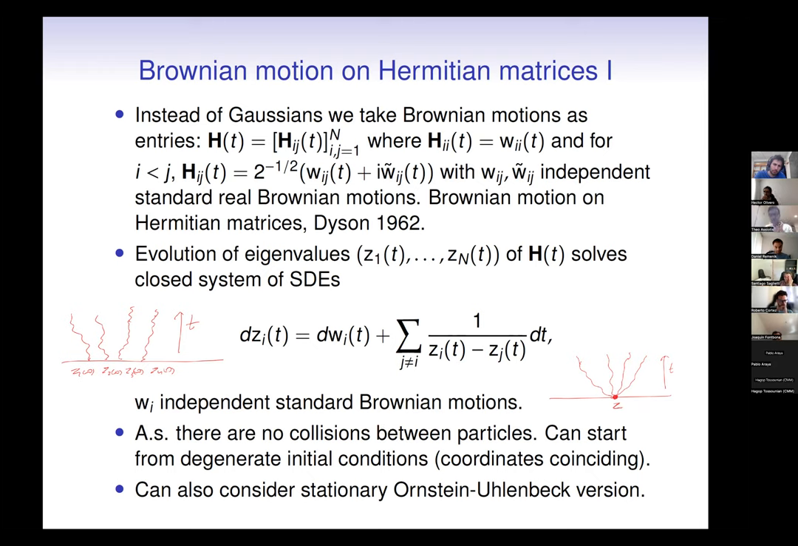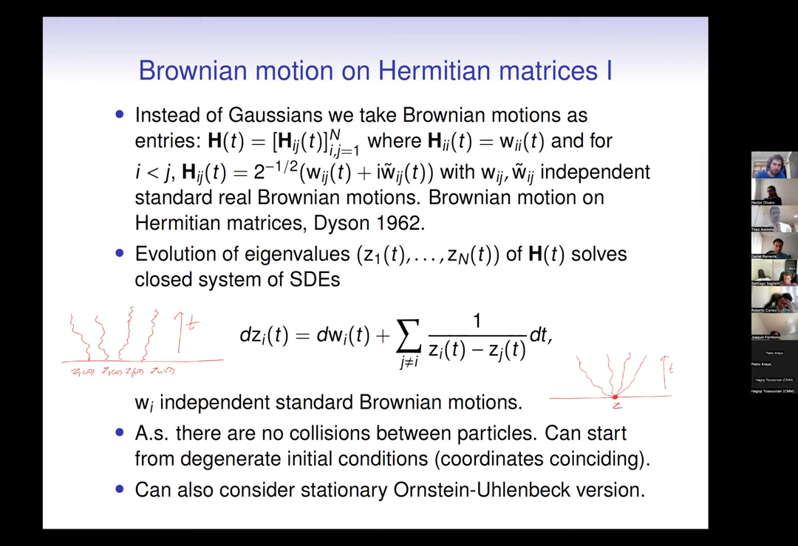And in fact, even if you start this from some degenerate point, where all of the coordinates are the same, then for any finite time the eigenvalues become distinct. So we get a picture like this. The eigenvalues repel, and even if you start from the same point, they will be distinct for any finite time. Of course, you can also consider an Ornstein-Uhlenbeck version of this, where you just add a restoring drift towards the origin.